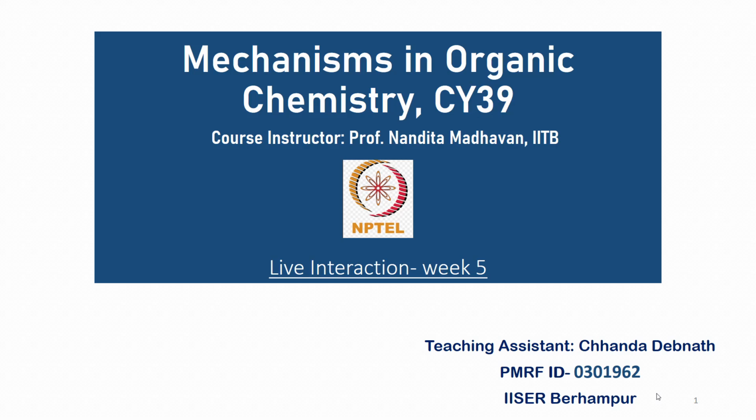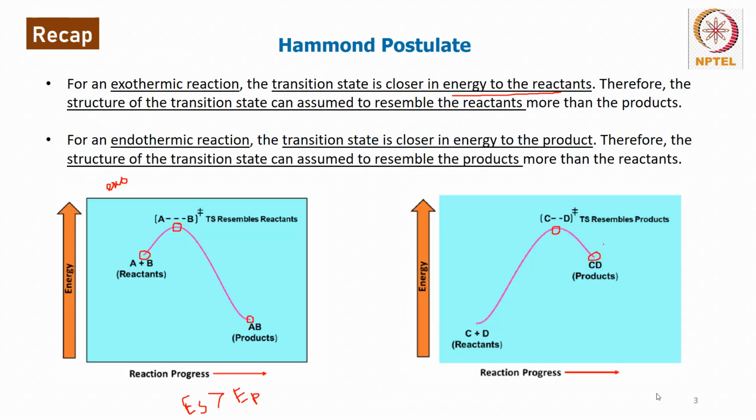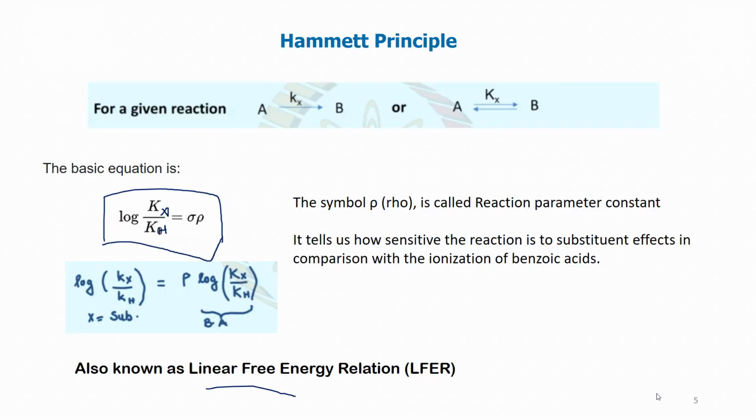In the last few classes we were discussing different types of organic reaction mechanisms. Then we started discussing the theoretical explanation behind these mechanisms. In the last two classes I discussed the Hammett principle, rate law, and the Hammond diagram, and then we started discussing the Hammett principle. Today this is the overview of the last class, and today we will continue with the Hammett principle.